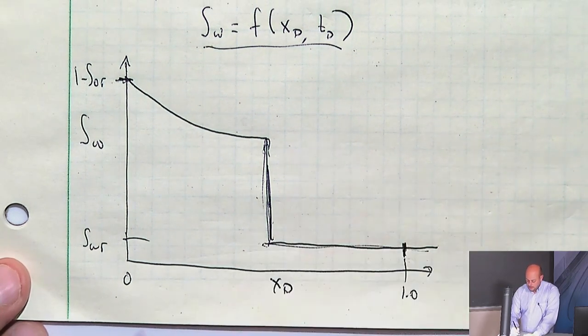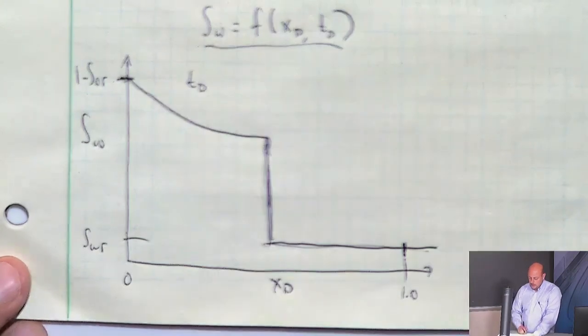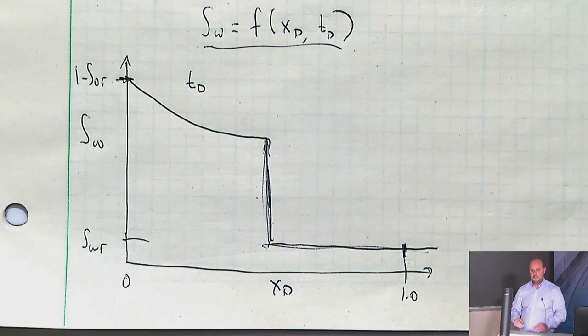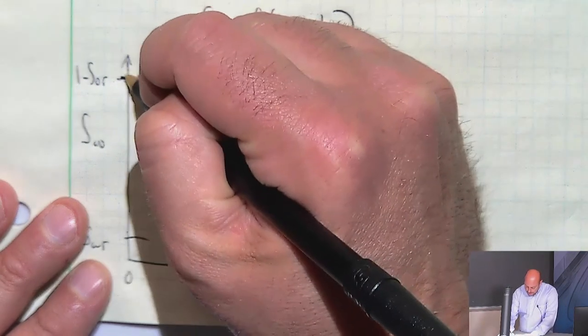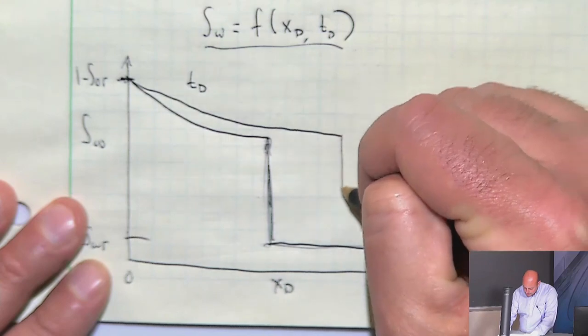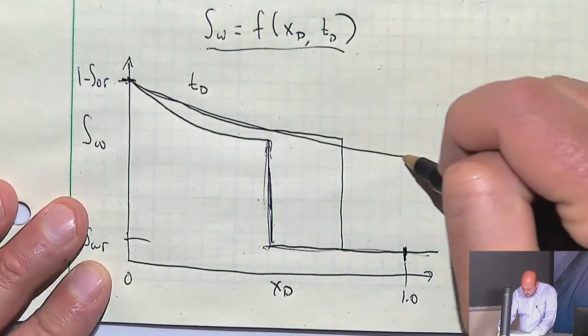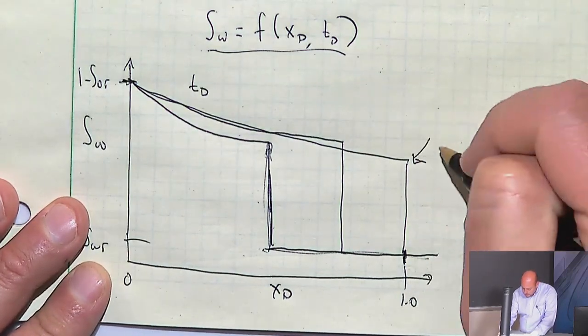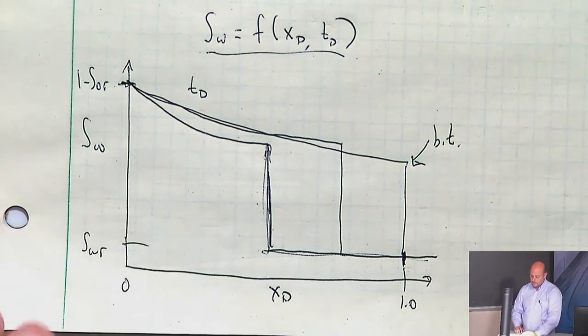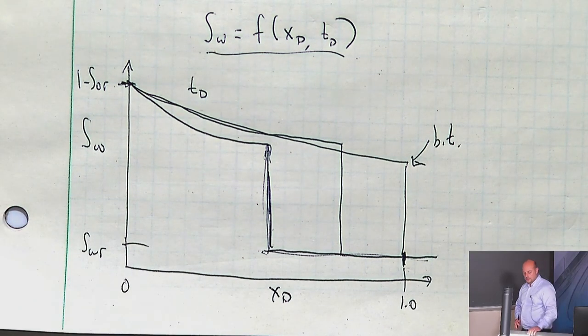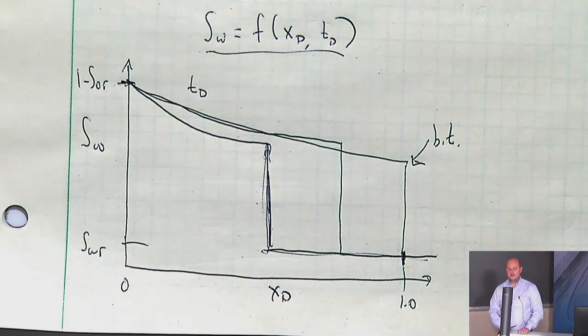And this is at a particular time TD, and you could visualize this as being a time-dependent moving front. So at a later time, you'll get something that looks like this, and eventually you'll get there, and this is the breakthrough time. Okay. So this is the saturation versus distance at a given time.